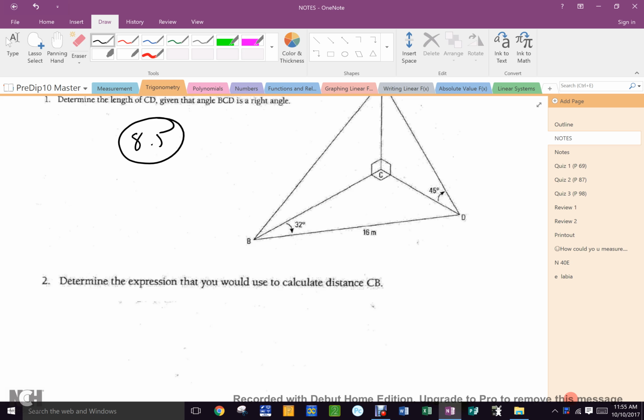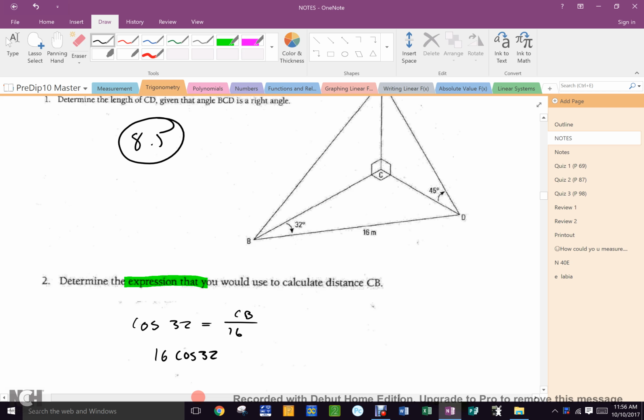Okay. Now, determine the expression. Of course, all you needed to do there was show me your work, exactly what I asked you to do. So you could have done cos 32 equaled CB over 16. So 16 cos 32 would have been one answer you could have used.